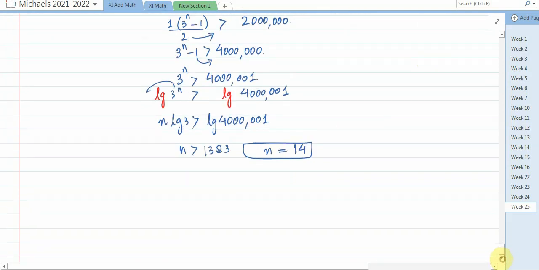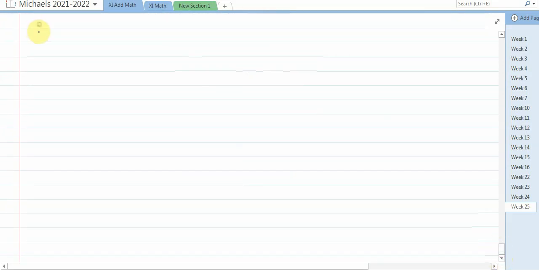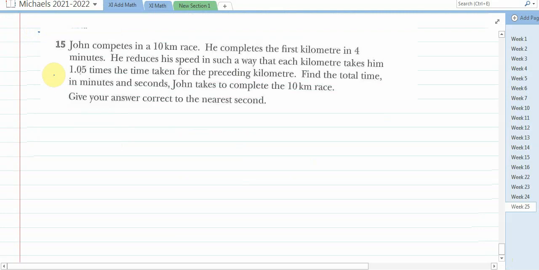Alright, moving on towards the next question, that is a word problem. It says John competes in a 10 kilometer race. He completes the first kilometer in 4 minutes. He reduces his speed in such a way that each kilometer takes him 1.05 times the time taken for the preceding kilometer. Find the total time in minutes and seconds John takes to complete the 10 kilometer race. Give your answer correct to the nearest second.